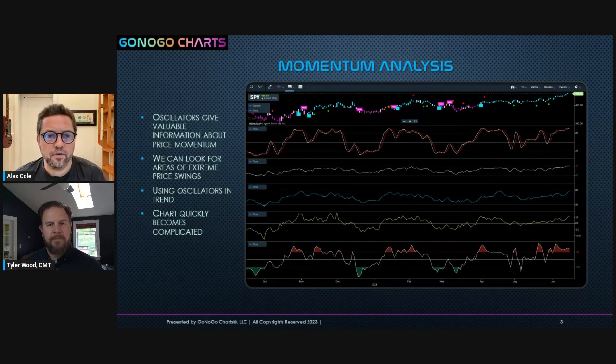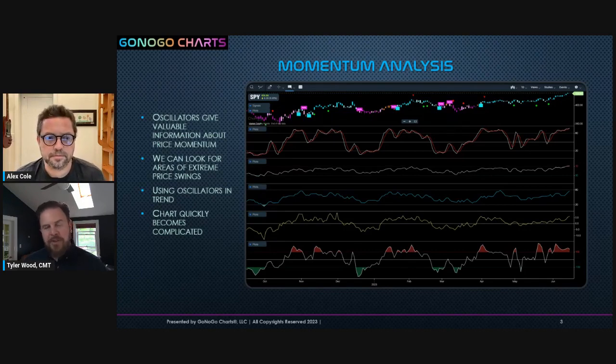Now, we can look for areas of extreme swings using overbought and oversold levels. And we can also get a sense, as I said, of how a trend is faring based on the strength of price movement. But as I hope you can see, the chart quickly becomes complicated. Imagine if you added some of these indicators to that trend identification chart that we built in the last video. Now you've really got something that perhaps could be overwhelming and really could inhibit decision making.